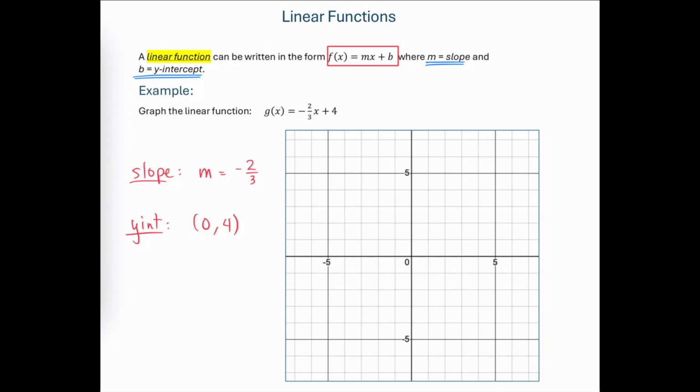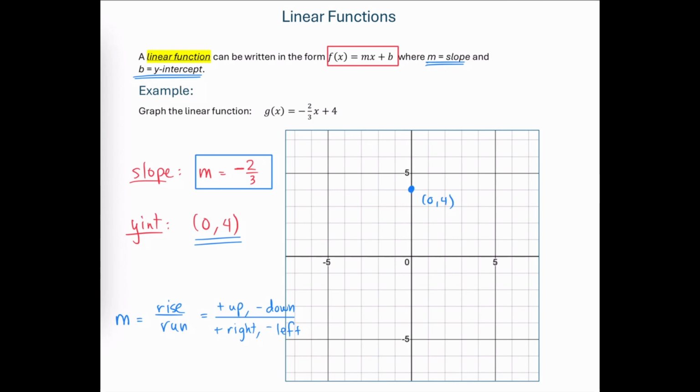When graphing a line, we need to start with a point on the line, and the only point that we know of that is on the line right now is the ordered pair (0, 4), that y-intercept. Now from there, we're going to apply the slope, remembering that the slope is rise over run. If we have a positive number in the rise position, we travel up. A negative number in the rise position means that we travel down. A positive number in the run position means that we move to the right. A negative number in the run position means that we move to the left.